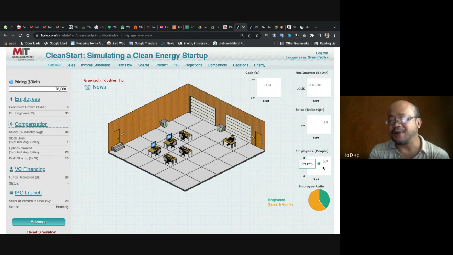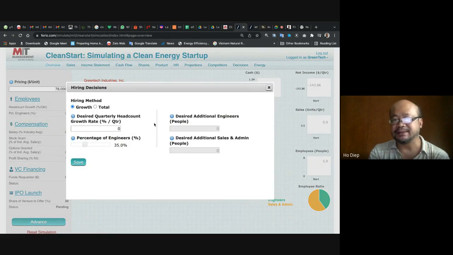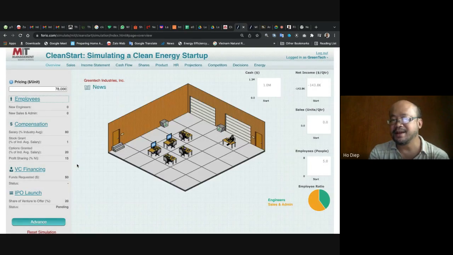Initially, we start off with 5 employees. That's more than enough for most cases. So let's make sure that the additional employees are all 0 in total. I don't want to hire more engineers, and I don't want to hire more sales staff for the moment. Okay, let's save, and then let's advance. Our technology is superior to our competitors', and we're trying to survive until our first sales. Hopefully, using the profit from our sales, we will grow the company instead of relying on venture capital or even an IPO. So let's advance and see how it goes.